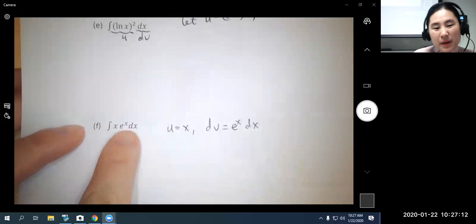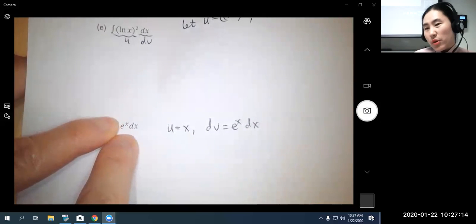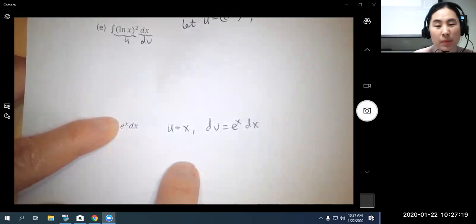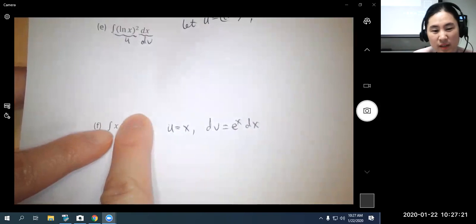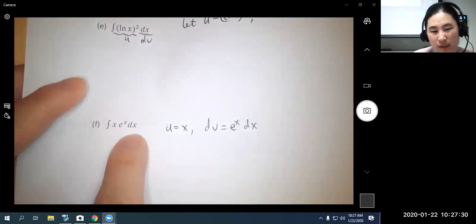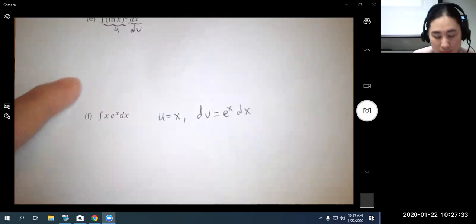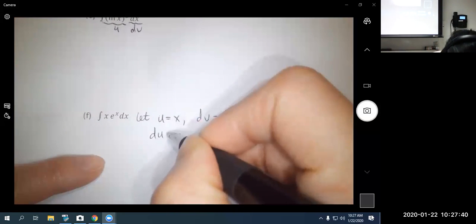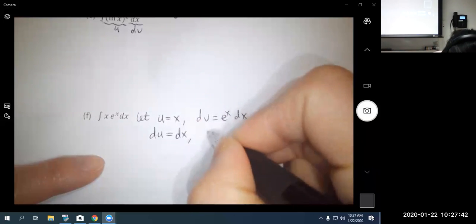Why? Because if we let e to the x be our u, when we differentiate e to the x, we still get e to the x. It doesn't make it simpler. And then when we integrate x, if we let x be our g prime, or dv, it becomes more complicated. That's what we don't want to see. So we're going to let u equals x, dv equals e to the x dx. Let's see. Differentiating u gives us what? dx, and v equals what? e to the x, right?